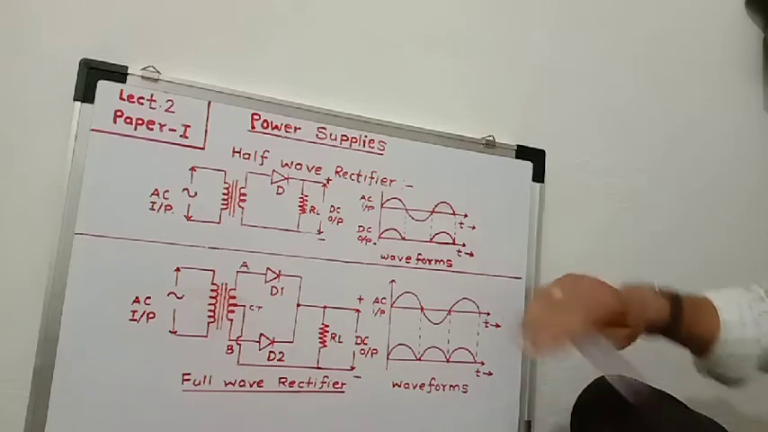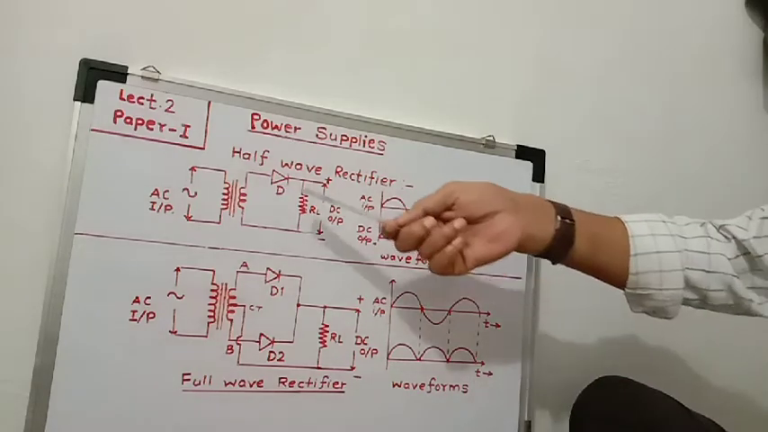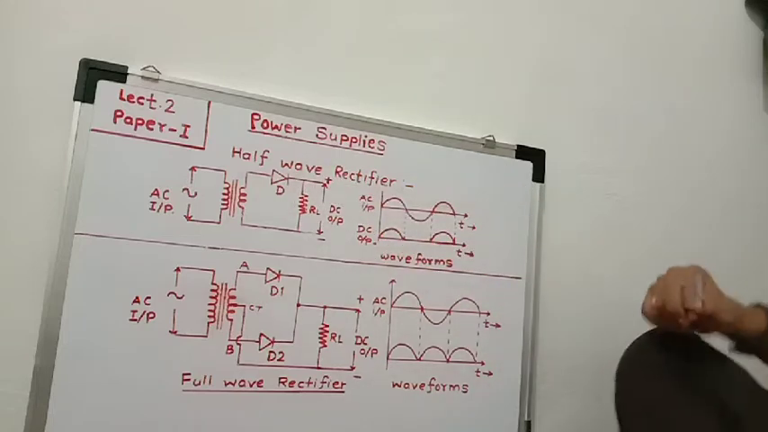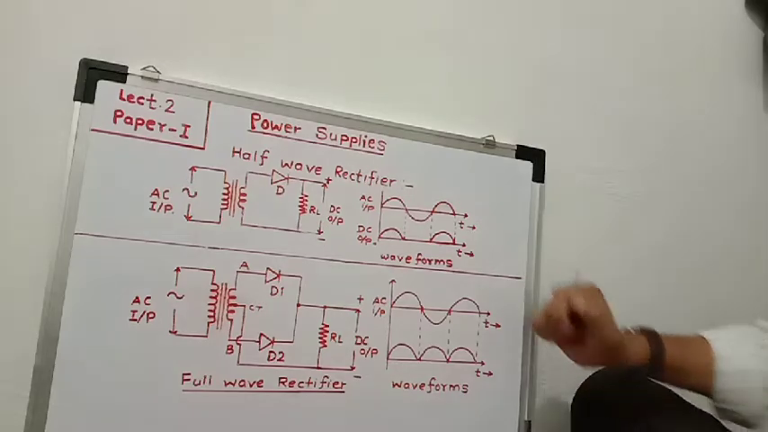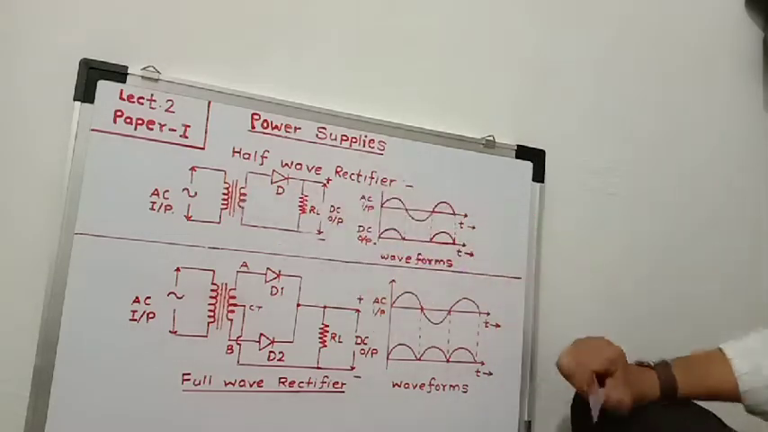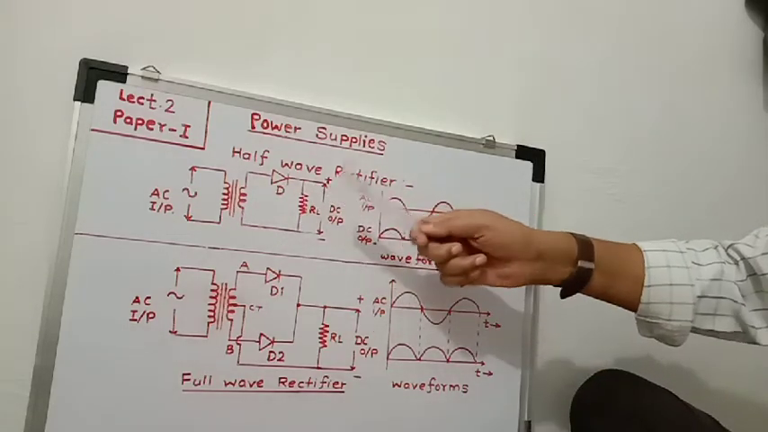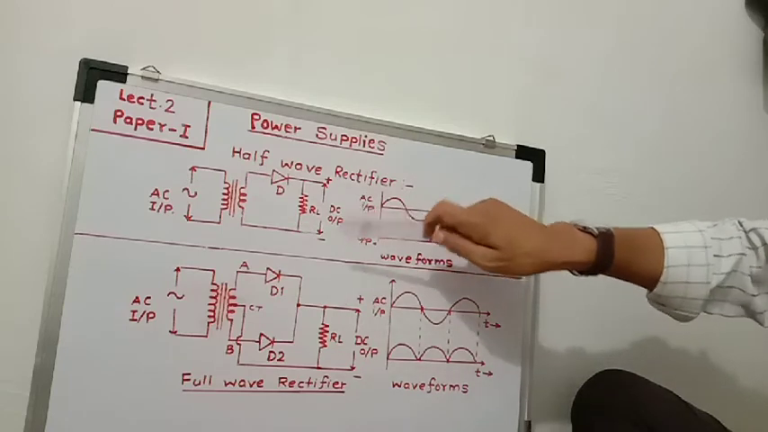That is, to avoid breakdown, the peak inverse voltage PIV of the diode should be equal to Vp. So PIV means peak inverse voltage. So PIV is equal to Vp.